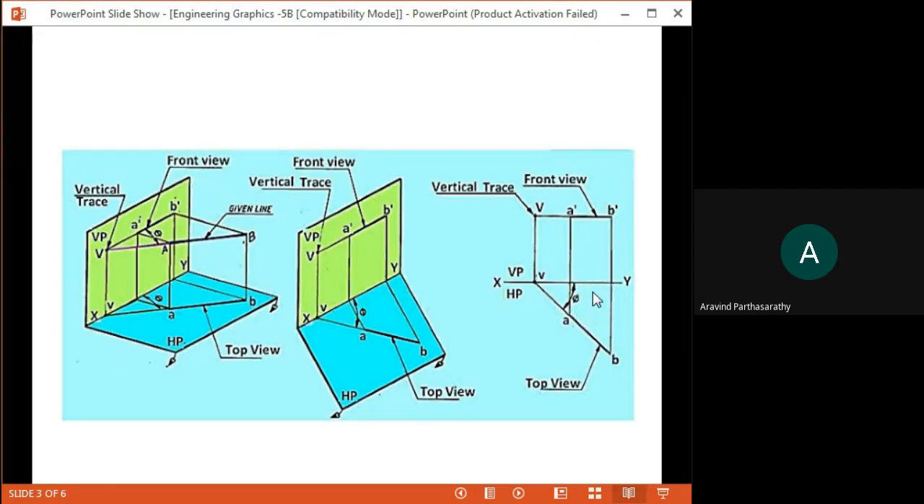You will see the angle phi is also there. That is the angle made between the VP and the line. And also here you can see this VB is a line. So this V point is the vertical trace point. I hope you all understood what the vertical trace is now. Is there any doubt? You can tell me.